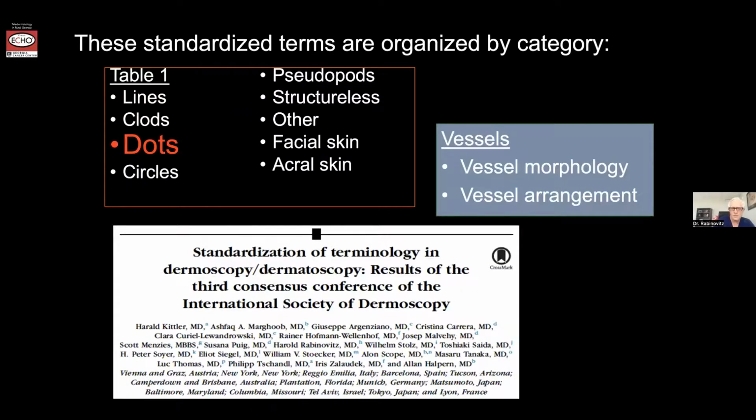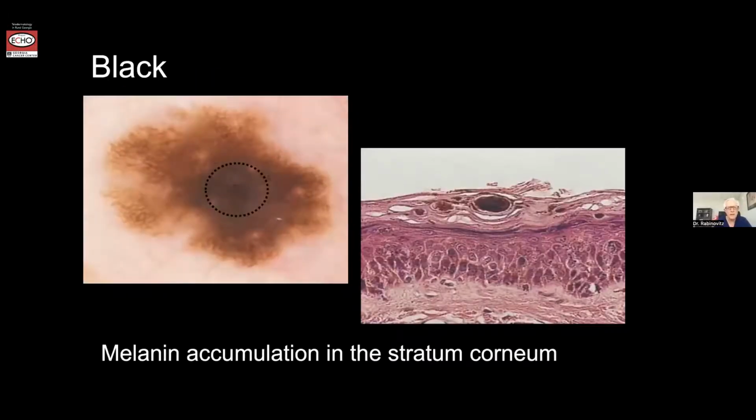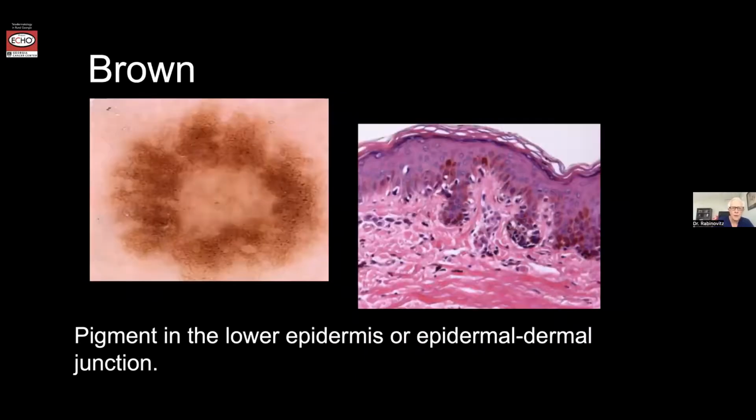We have dots. These are small round structures with a diameter less than 0.1 millimeter. They too can be black, brown, gray, or blue-gray, and they're seen with various types of diagnoses. So here we can see black in the center, and histologically this is actually due to melanin way high up in the epidermis. The color brown, when you have brown dots, is due to pigment in the lower epidermis or the epidermal dermal junction.